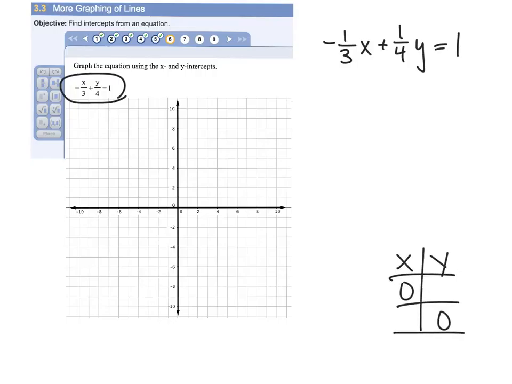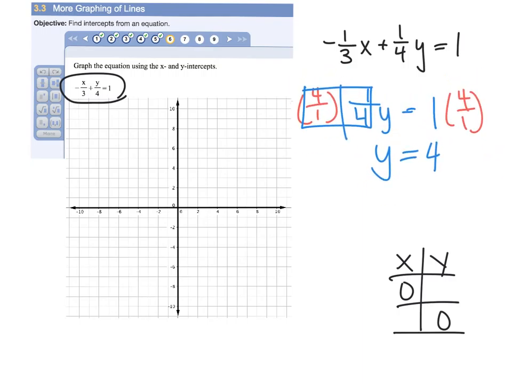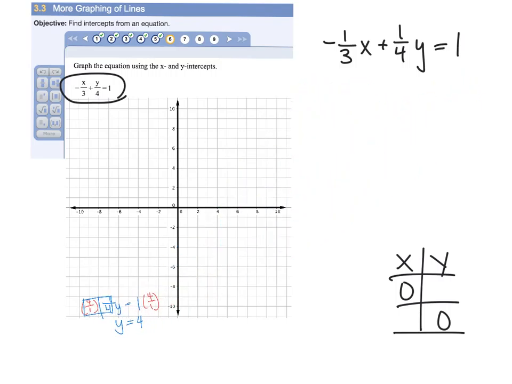So let's put it way down there to get it out of the way. And then, so let's start with x being 0. So we know that when x is 0, we're going to immediately get 1/4 y equals 1. So we're going to multiply both sides by 4 over 1. And so that ends up giving us y, because this 4 over 1 times 1 over 4 equals 1. So we end up with 1y, which is equal to 4. So when x is 0, y is 4. So let's get that out of the way and put it right there.